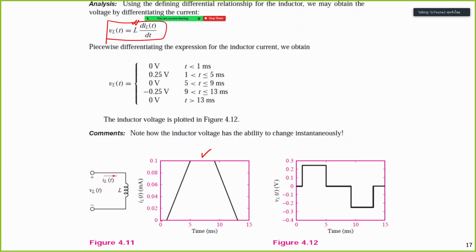If the current is not changing, there is no voltage. If the current changes, the voltage is the slope multiplied by the inductance value. When the current does not change, the voltage is 0. When the slope is negative, the voltage is negative. And then if the current is not changing, the voltage is 0 also. So this is the relation between voltage and current across the coil or the inductor.